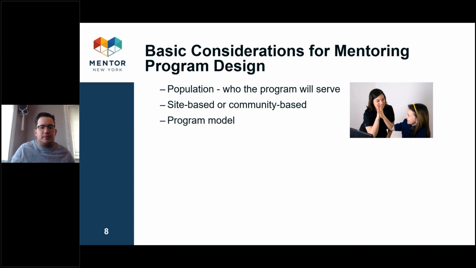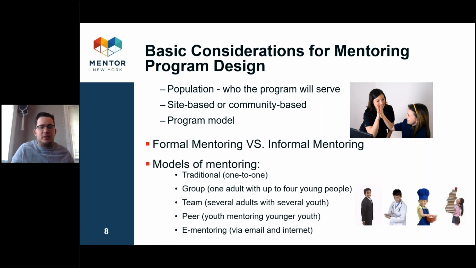Lastly is the program model. There are a few types that we would do. I'm not going to worry too much about formal and informal mentoring today. Those are loose terms, but the idea is formal mentoring is part of a formal program, whereas informal, semi-formal, or natural mentoring is part of a relationship founded through, for example, my teachers at school or my baseball coach, things that pop up from the natural relationships we have throughout our lives.